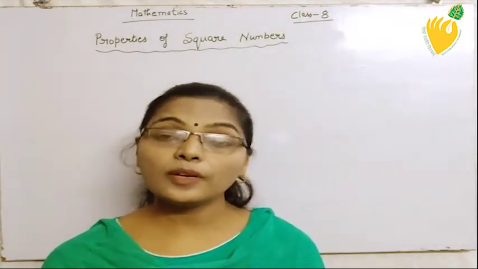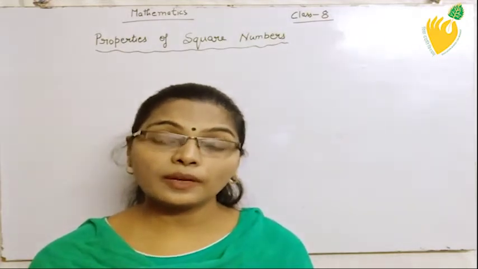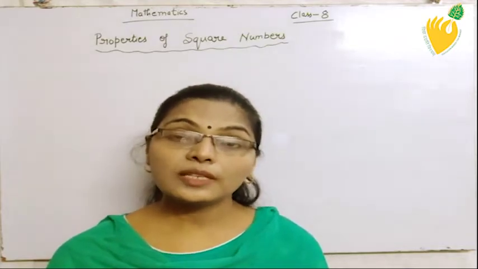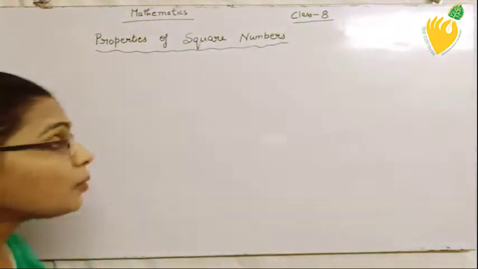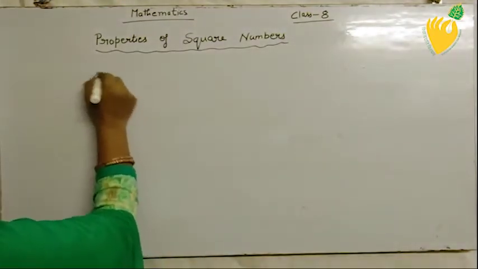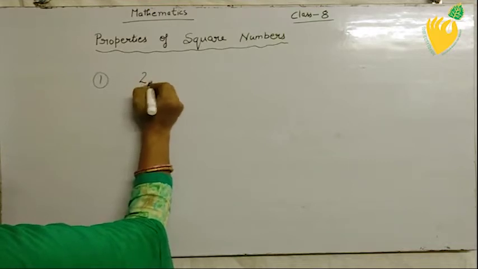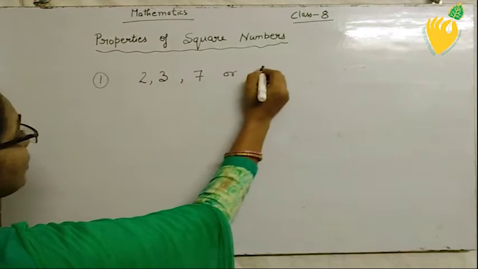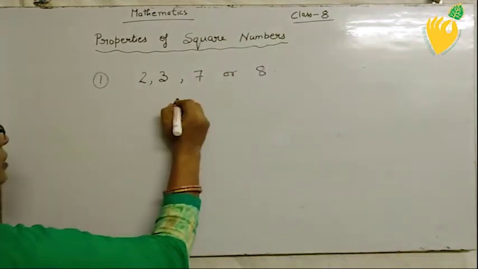What is the first property, students, of a square number? That any square number can never have the digits 2, 3, 7 or 8 at its unit place. Let's see an example.